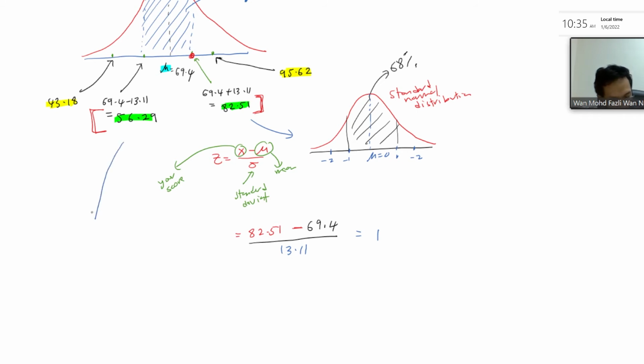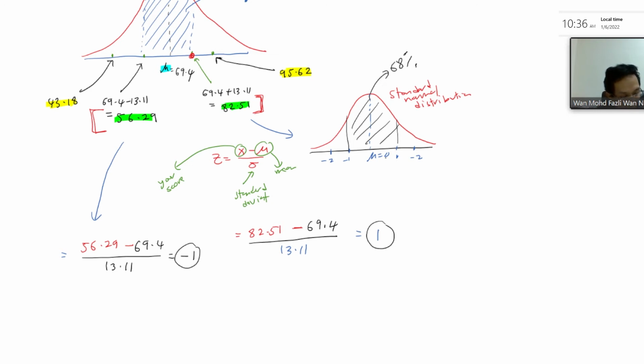If you do this one, 56.29 minus 69.4 divided by 13.11, this also you get negative 1. So you get negative 1 and 1 here, which is basically what your actual score looks like on the standard normal distribution.